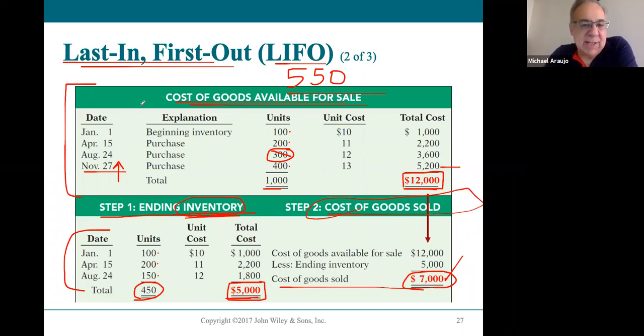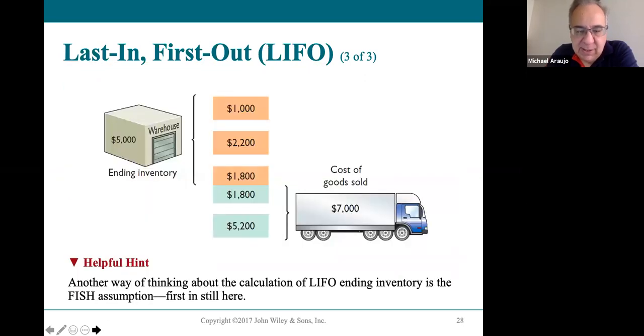That's all. And businesses have their choice. They're not forced to use one or the other. They can choose which is best for them, their particular business.